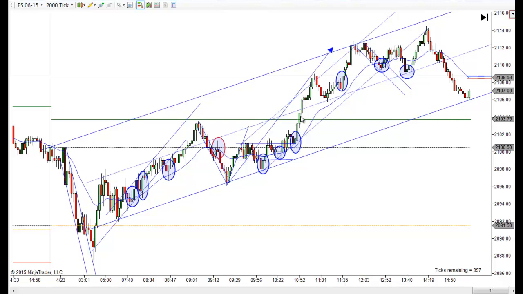But look, it did that. This was a strong move up, but look how every time it backed up a tick or two and filled that little area. It even did it right there, and it backed up and filled it.